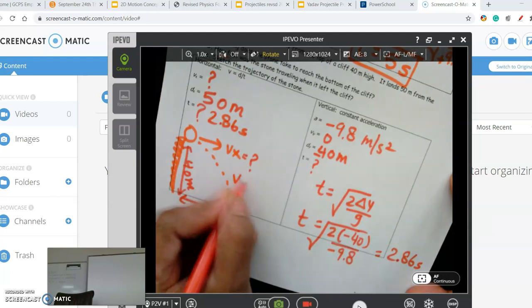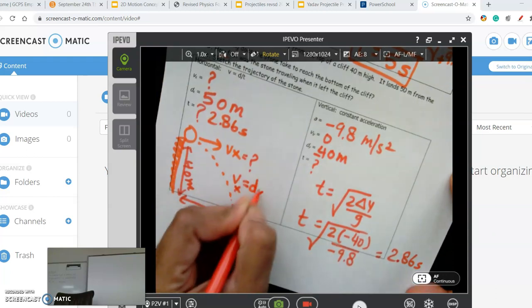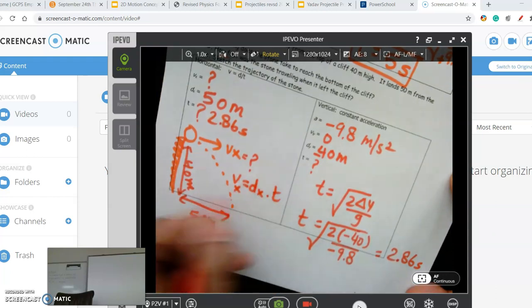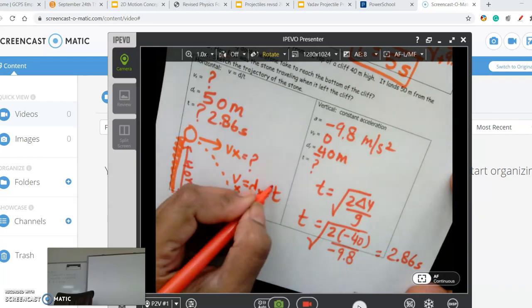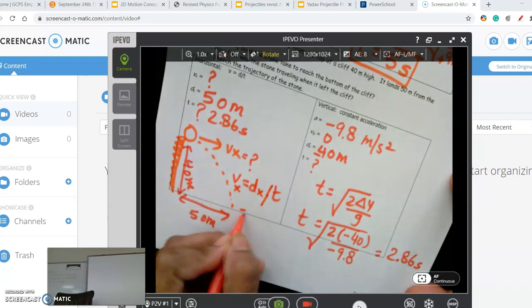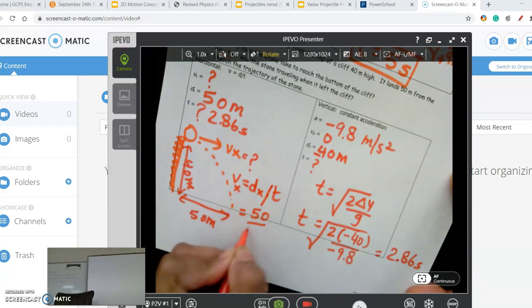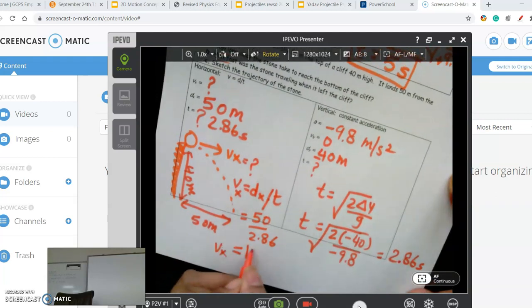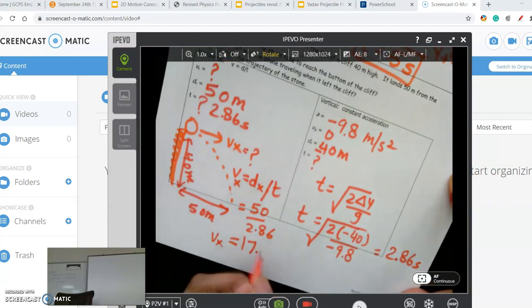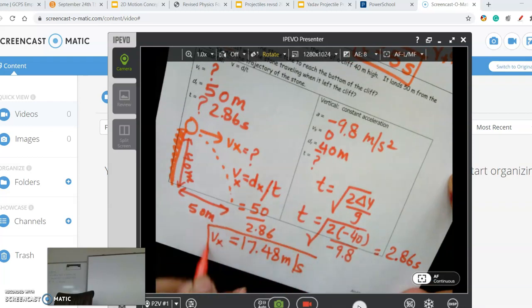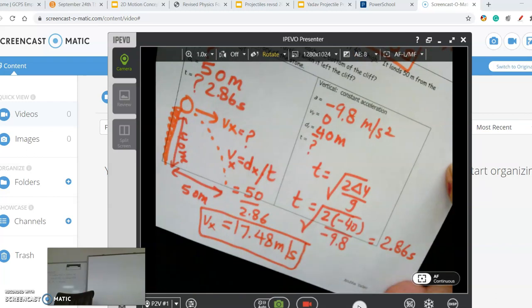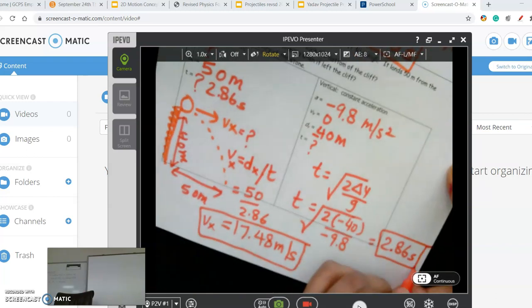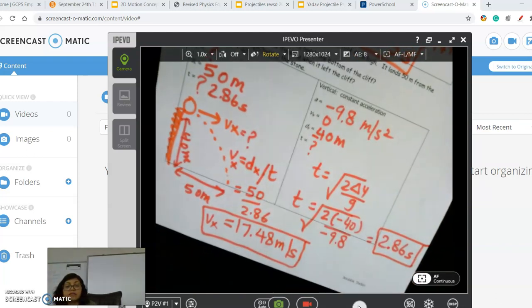Now Vx equals dx times t. Sorry, dx divided by t, my bad. So it's going to be 50 divided by 2.86. That gives me an answer of 17.48 meters per second. Don't forget to put a box around your answers. And we are done with the first two problems.